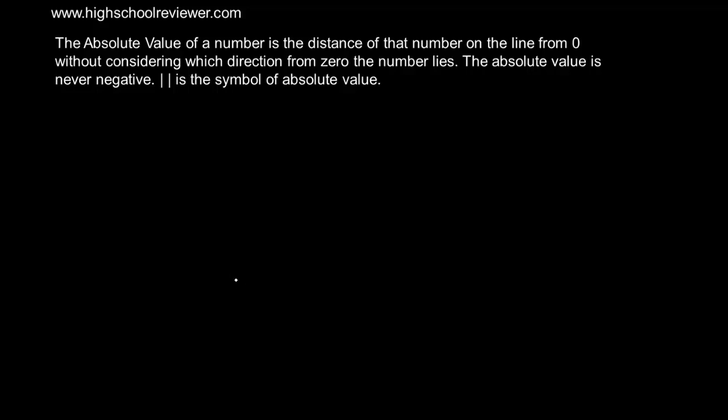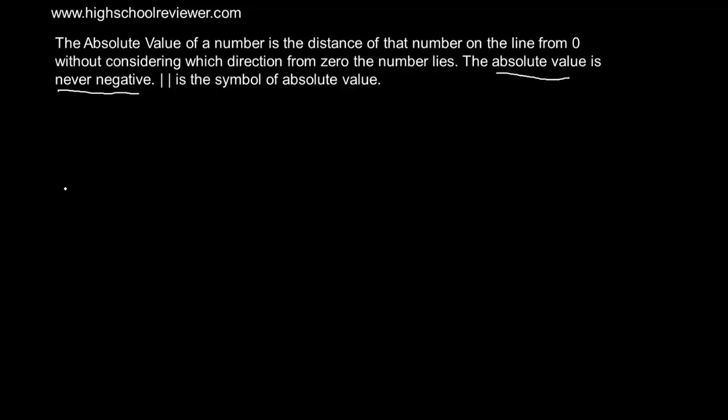The absolute value of a number. The absolute value of a number is the distance of that number on the line from 0, without considering which direction from 0 the number lies. The absolute value is never negative. Two vertical lines is the symbol of absolute value. So as you can see here, the absolute value is never negative.